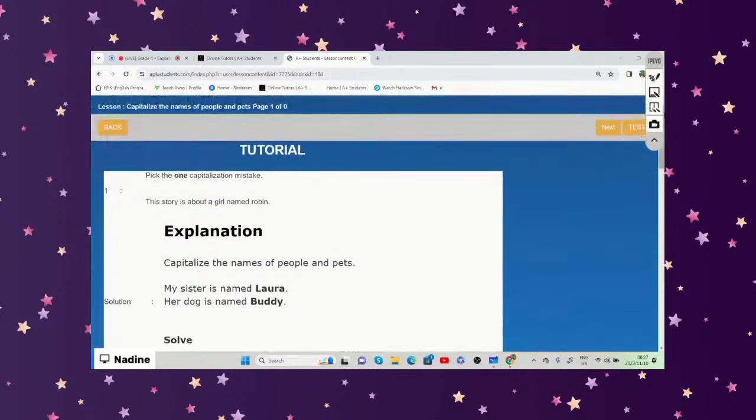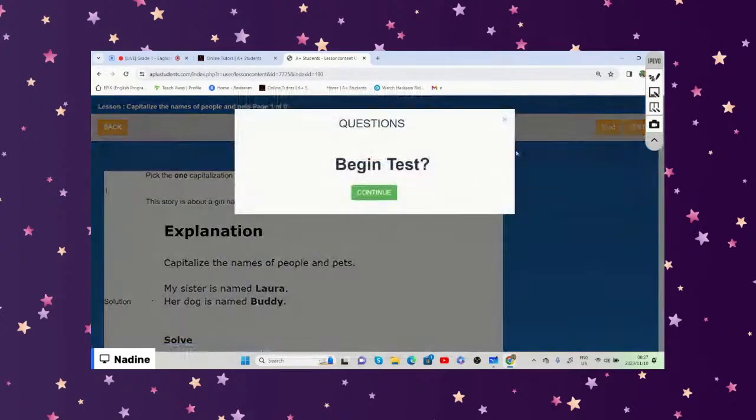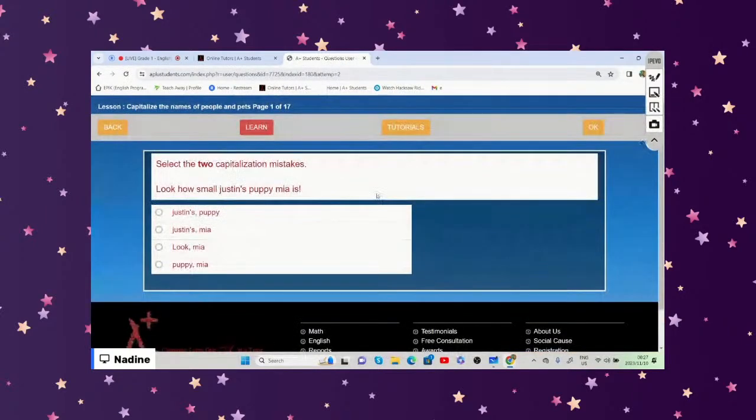All right, let's go to our test. So we are going to capitalize the names of people and pets, right? It says we need to select the two capitalization mistakes within the sentence. Look how small Justin's puppy Mia is. We need to select the two capitalization mistakes within the sentence.